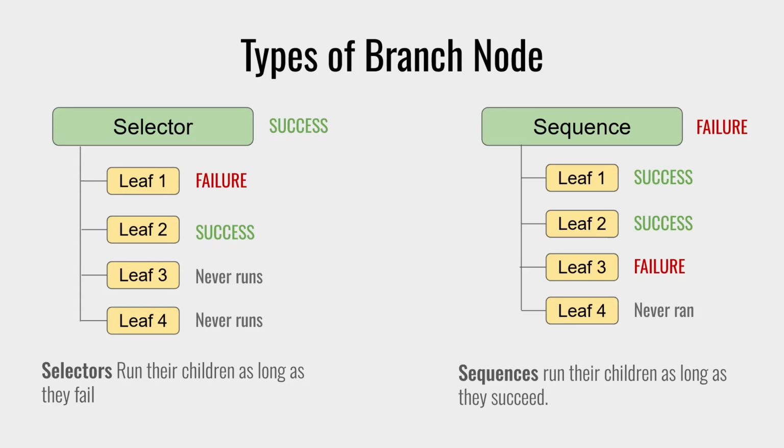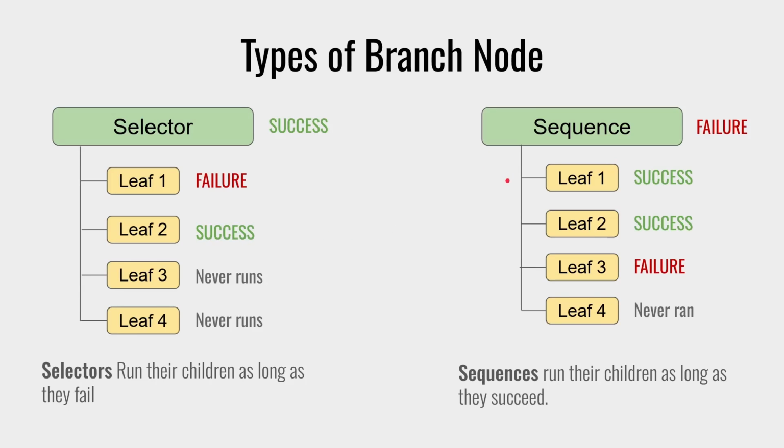These are the two basic types of branch nodes. And this is where it gets confusing, but don't worry, we're going to go over it in more detail with examples. So there are two main types, selectors and sequences. Selectors run each one of their children as long as they fail. So in this example, leaf 1 failed, so it moved on to the second leaf. Leaf 2 succeeded, so the selector succeeded. And these two never ran because it got to the success.